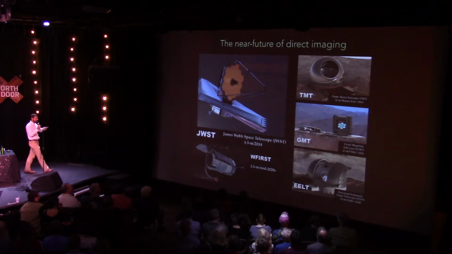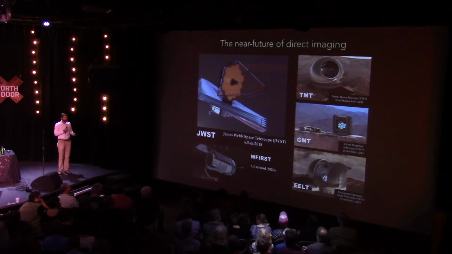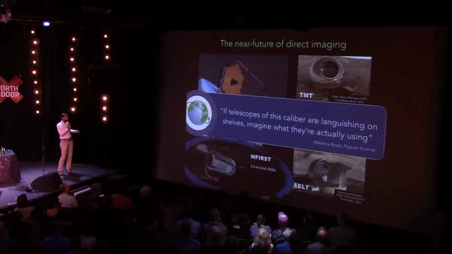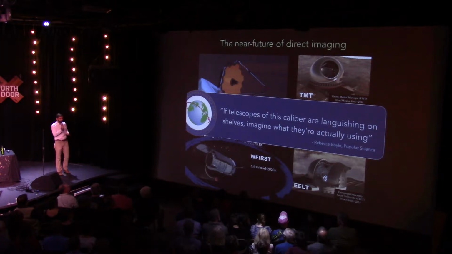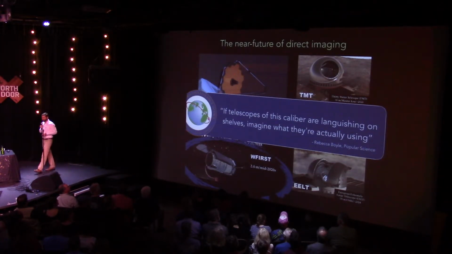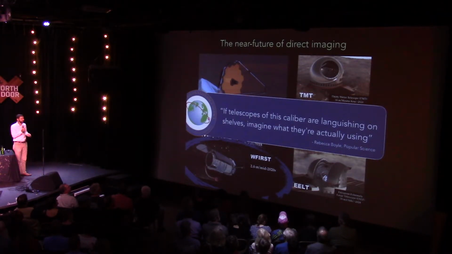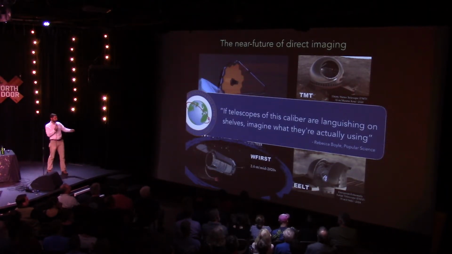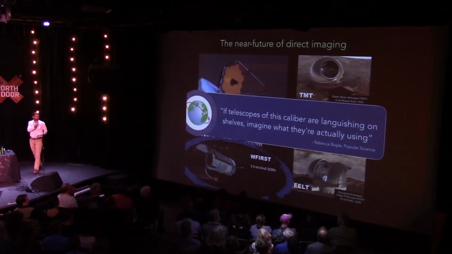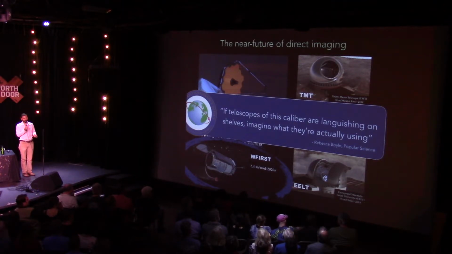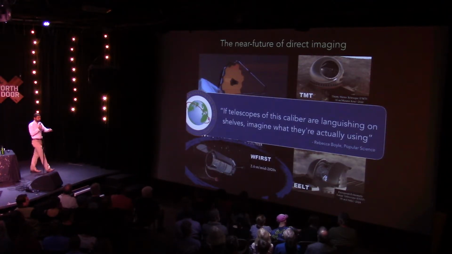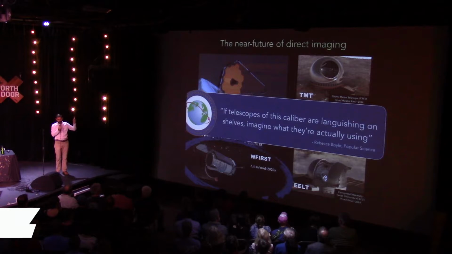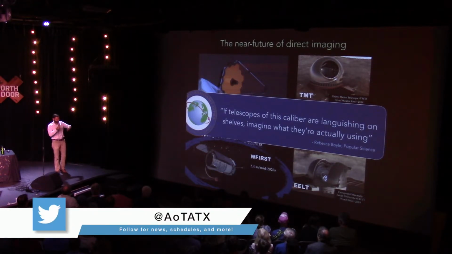Now, there's a great backstory to this telescope. This was given to NASA by the National Reconnaissance Office, which is an intelligence agency of the United States, if you've never heard of it. And there's this great quote by a writer for Popular Science. If telescopes, and by the way, this is basically a Hubble analog, so 2.4 meters, if telescopes of this caliber are languishing on shelves, imagine what they're actually using. And these telescopes are not pointed at space. They're not studying astronomy for fun. They're pointed down at Earth.